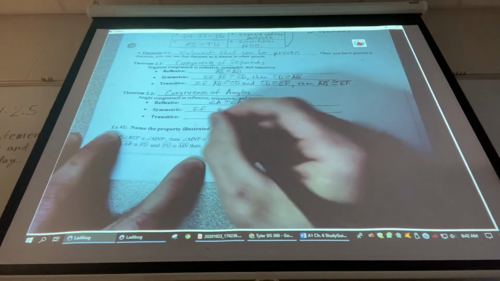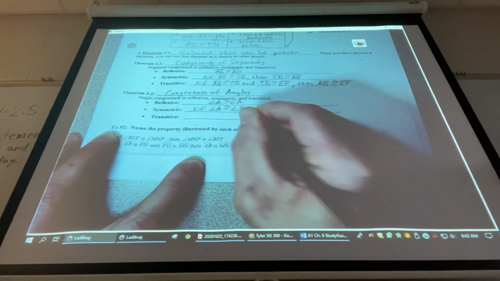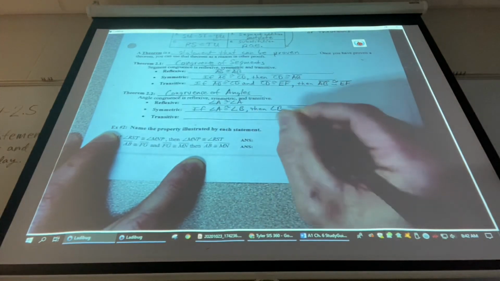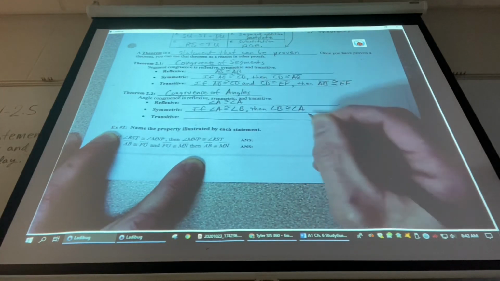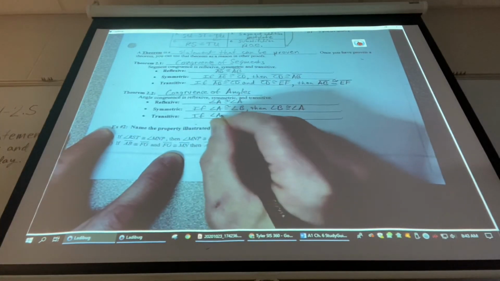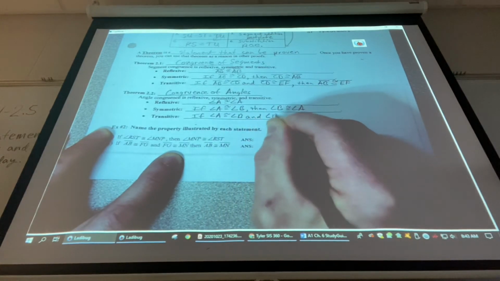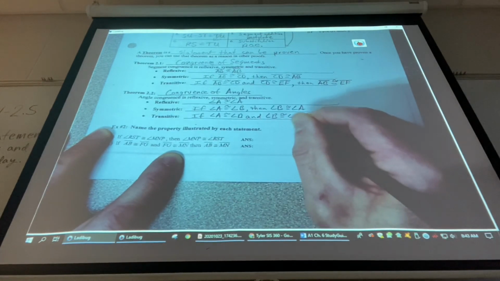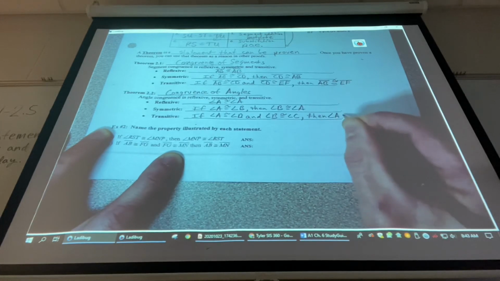You can ignore me. If angle A is congruent to angle B, what else do we know? And angle B is congruent to angle A. And transitive property, if angle A is congruent to angle B, and angle B is congruent to, what do you suppose? Angle C. Then what can we say? That angle A is congruent to angle C.